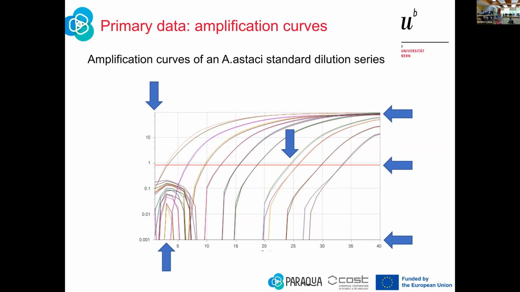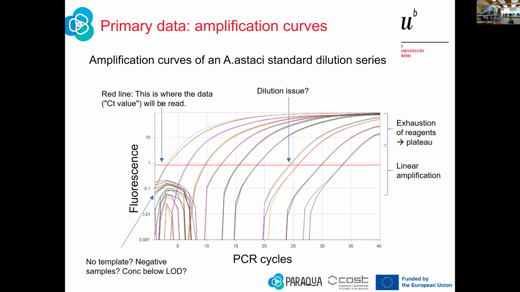This is where they exhaust the reagents. That's the plateau. That's called the plateau. When there's not enough primers or nucleotides anymore, or not enough probe, they can't rise any further. This one got moved to the right. Probably that's a dilution issue because the replicates are really overlapping well.